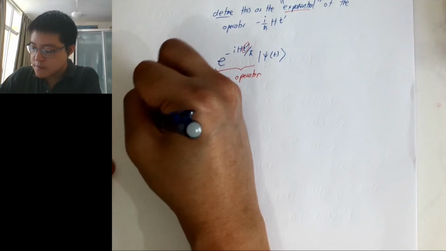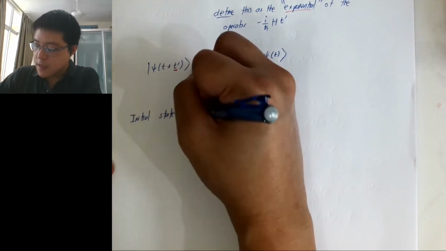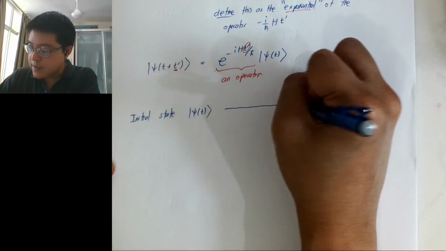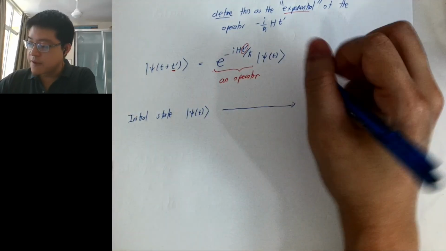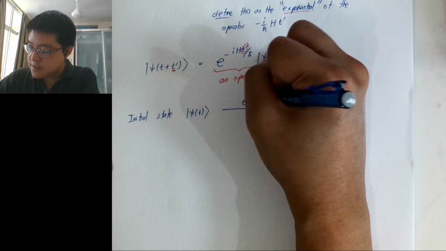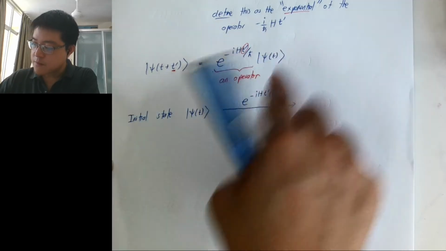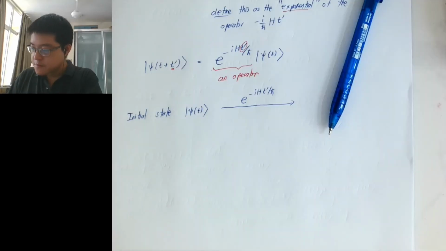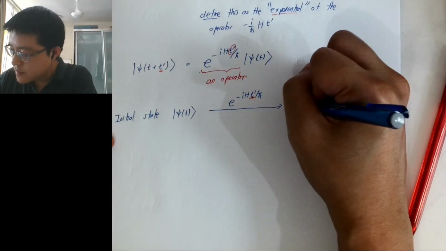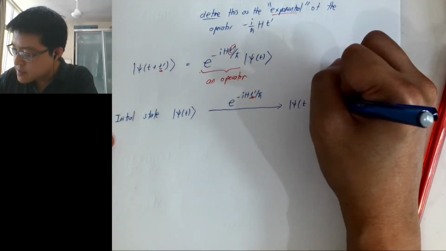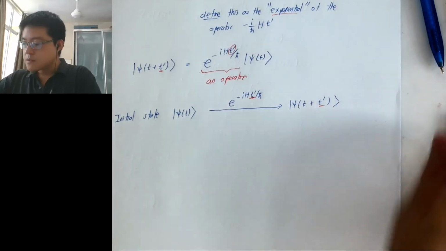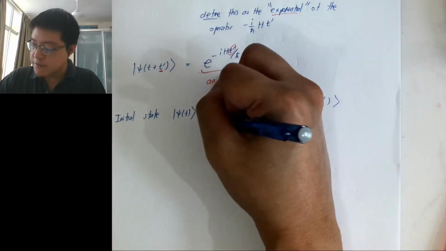Okay, so to reiterate what we have found just now, let's say I have an initial state, and my initial state is at time t. If I evolve this forward, that means I operate on it by this operator with t prime, so I get t plus t prime for the t over here. So this is what we call the unitary evolution.